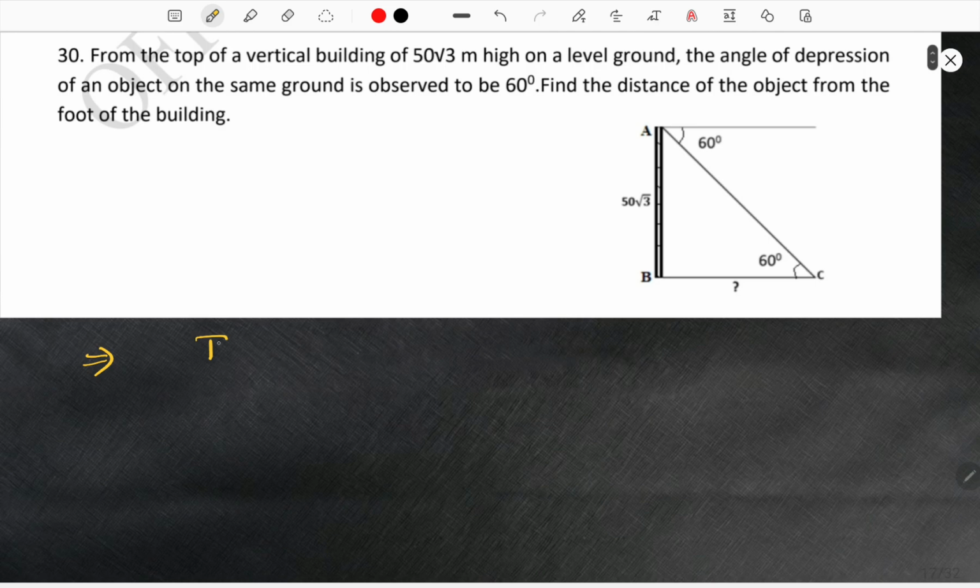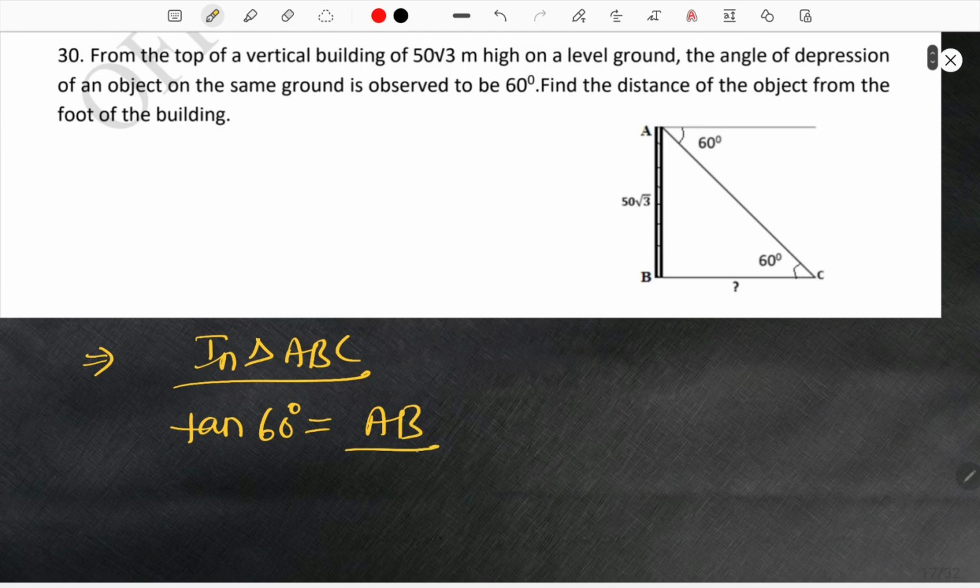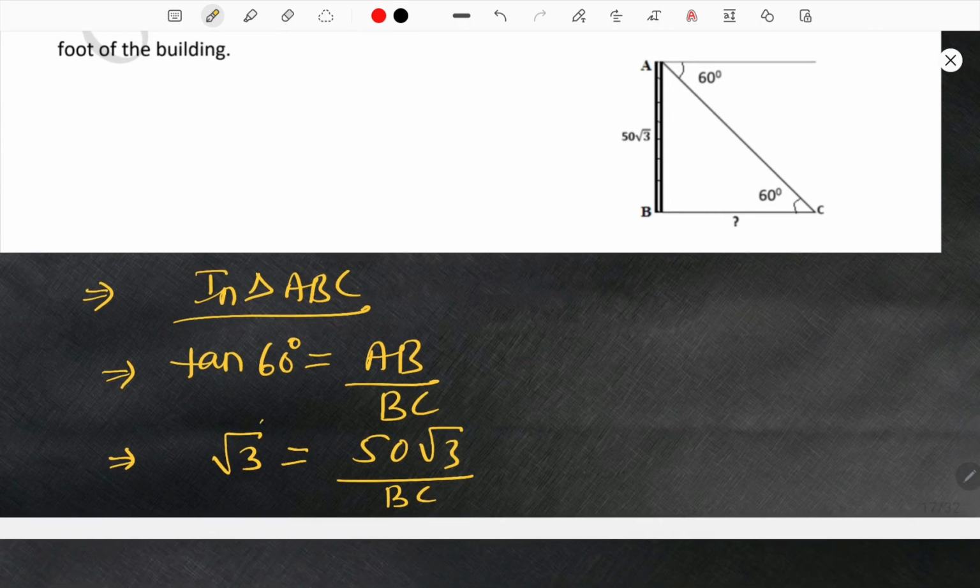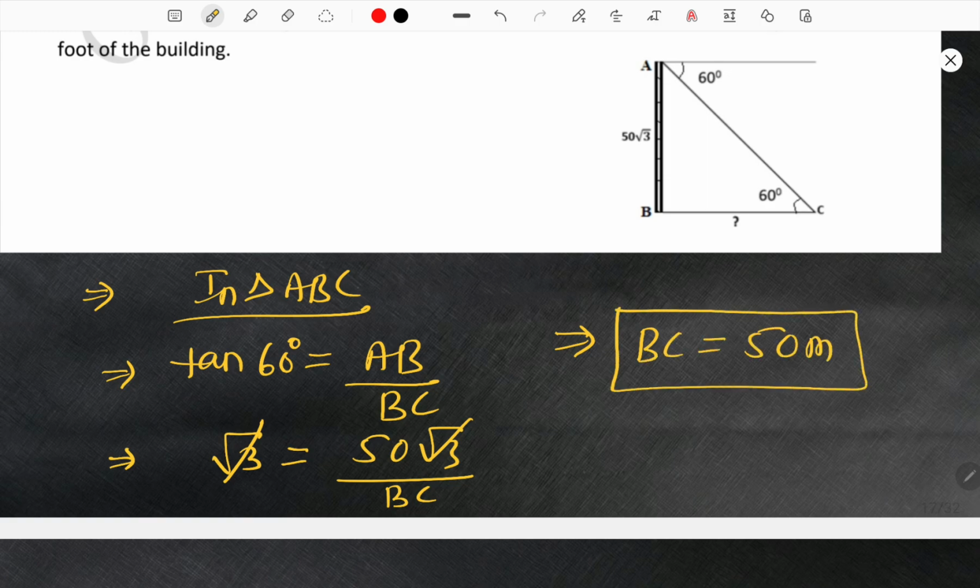You can directly write it, no, in a triangle ABC, you can apply tan 60 degree. Tan 60 means opposite divided by adjacent. All right, so tan 60 degree is equal to AB divided by BC. Alright, so tan 60 means what? Root 3. Root 3 is equal to AB is 50 root 3, then divided by BC. Alright, so root 3 gets cancelled, and let me send this BC this side. So BC is equal to what? 50 meter. So this is the distance of this object from foot of the tower.